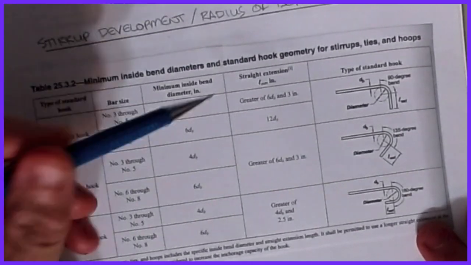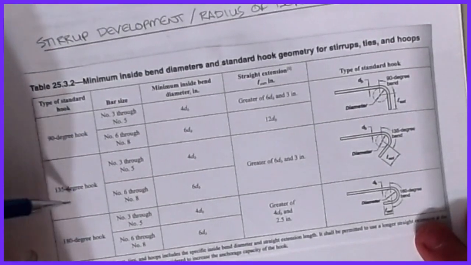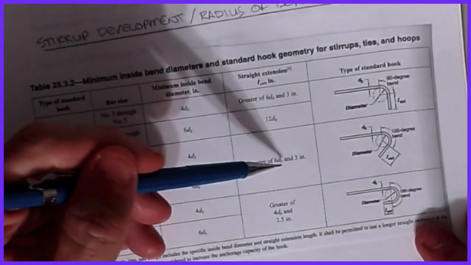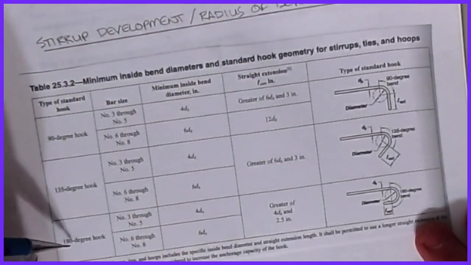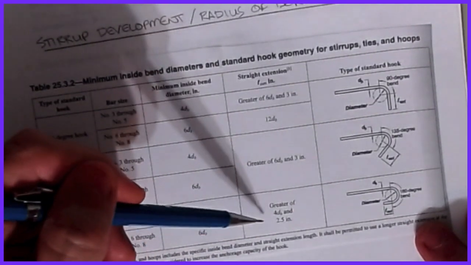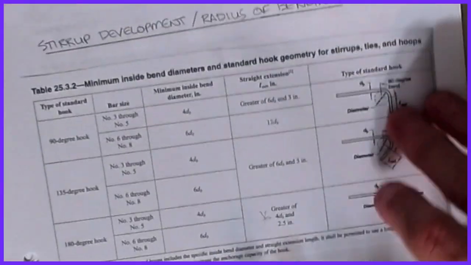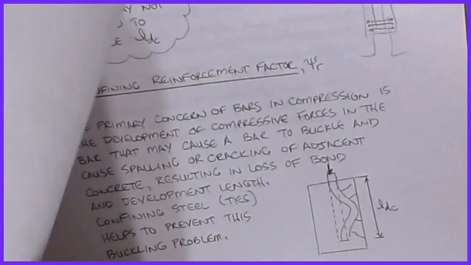Okay, and so for a 90 degree hook, it was the greater of 6 bar diameters and 3 inches or 12 dB. For a 135 degree hook, it was the greater of 6 bar diameters and 3 inches. And for a 180 degree hook, it was the greater of 4 bar diameters and 2.5 inches. So your savings are really down here is predominantly what we're looking at for that one. All right? Okay. And with that, that gets us then to kind of our detailing exercise.